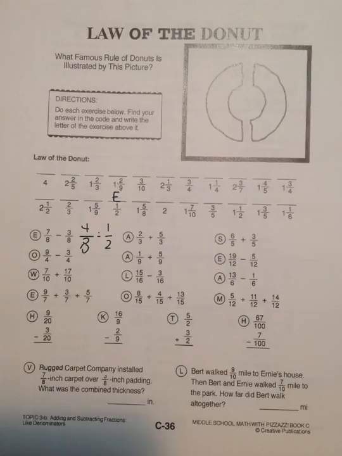2/3 and 5/3 will give you 7/3. That needs to get changed into 2 1/3, which is here. 6/5 plus 3/5 is 9/5. 6 and 3 is 9. Then that is going to change into 1 4/5, which is here.